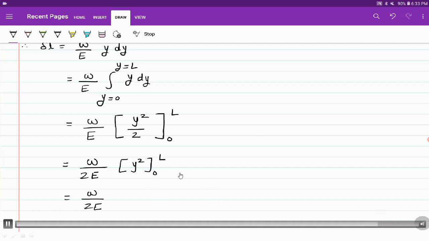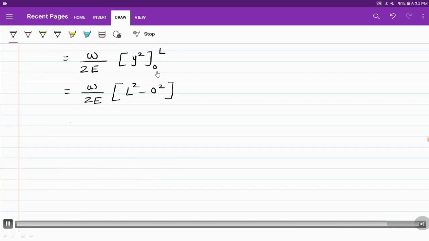In place of y, substitute the upper limit, that is L, and in place of y, substitute the lower limit, that is 0. So it is w L square upon 2E. That is the deformation of this particular bar in mm.